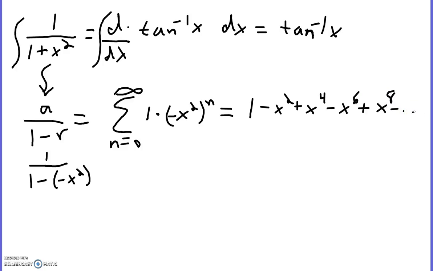Why is that important? Well, remember, if we integrate this, which is equal to this series, so if we integrate the series, in other words, then we'll get arctan. So that means that arctan, or tangent inverse of x, is equal to the integral of all this. Well, the integral will be x minus x cubed over 3.